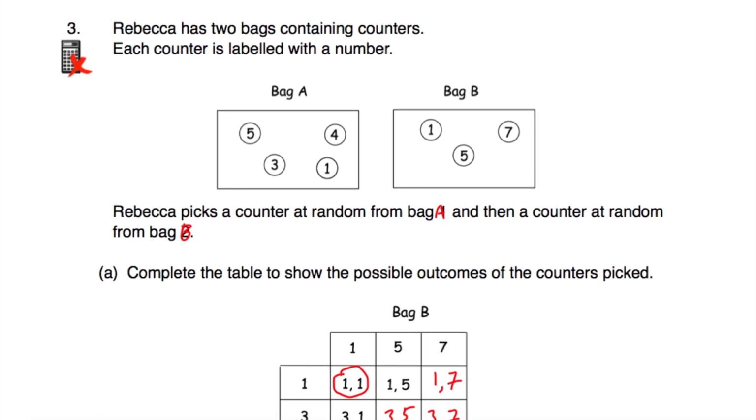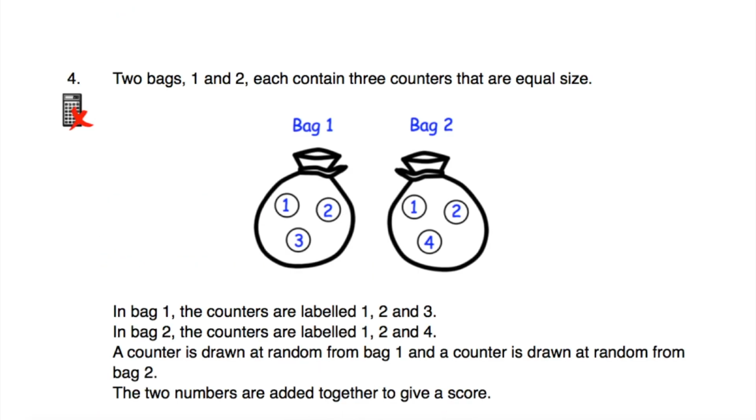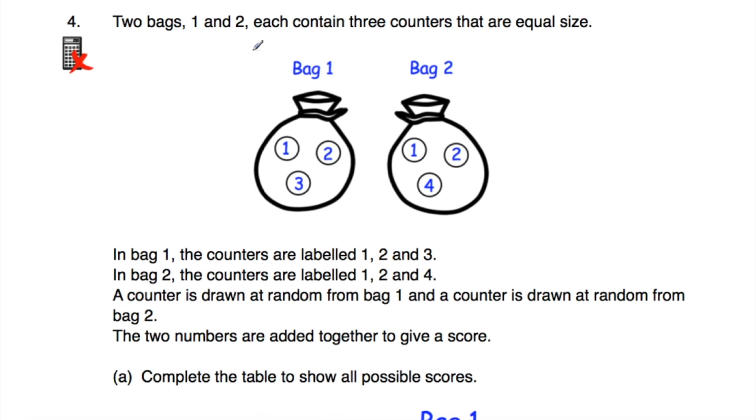Okay, let's look at our next question, question number 4. Question number 4 says 2 bags, bag 1 and bag 2, contain 3 counters that are equal size. So we've got these 3 counters that are equal size. And in bag 1, the counters are labelled 1, 2 and 3. And we can see that. And in bag 2, the counters are labelled 1, 2 and 4.